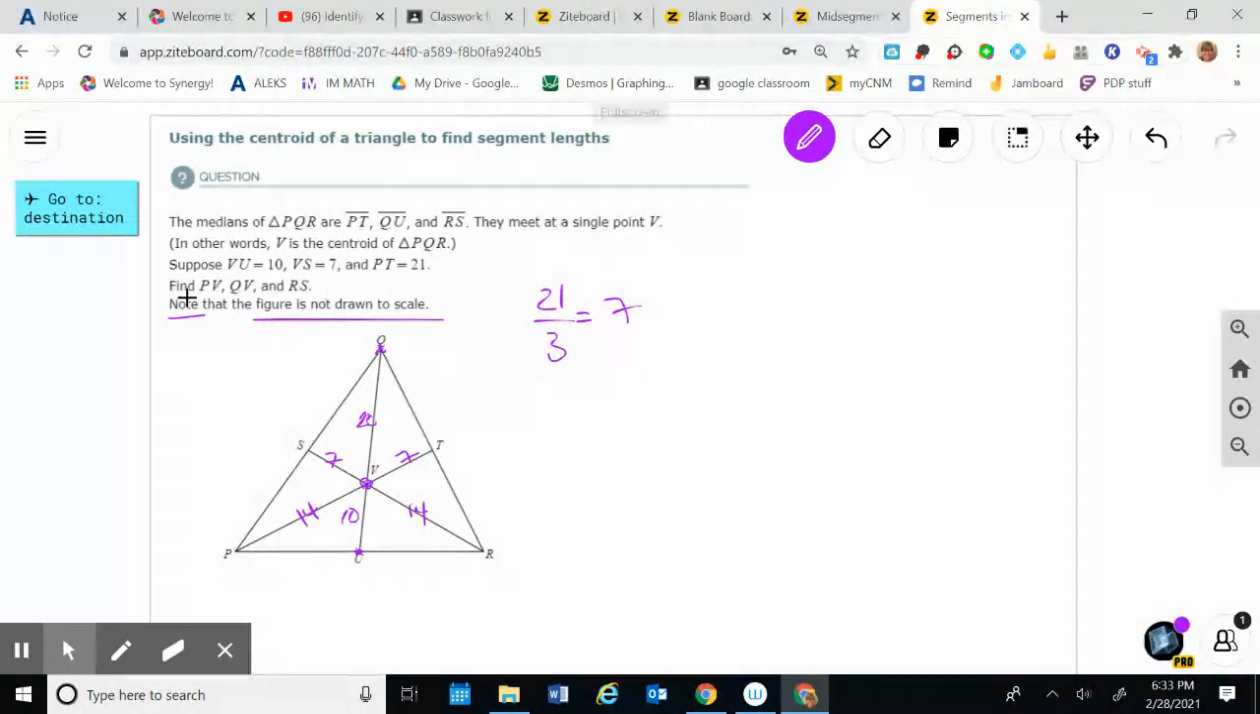Okay, find PV. What's PV? PV, 14. QV, 20. RS, the whole thing, 21.